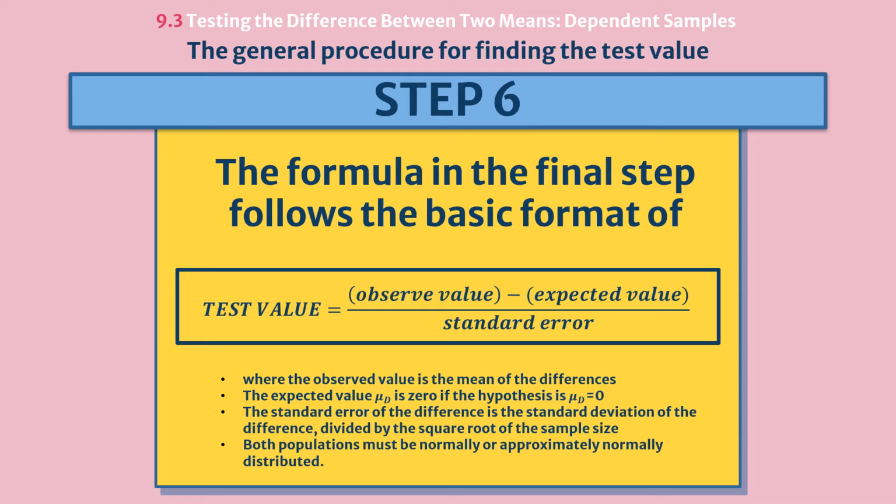The expected value mu sub d is 0 if the hypothesis is 0. The standard error of the difference is the standard deviation of the difference divided by the square root of the sample size. And both populations must be normally or approximately normally distributed.